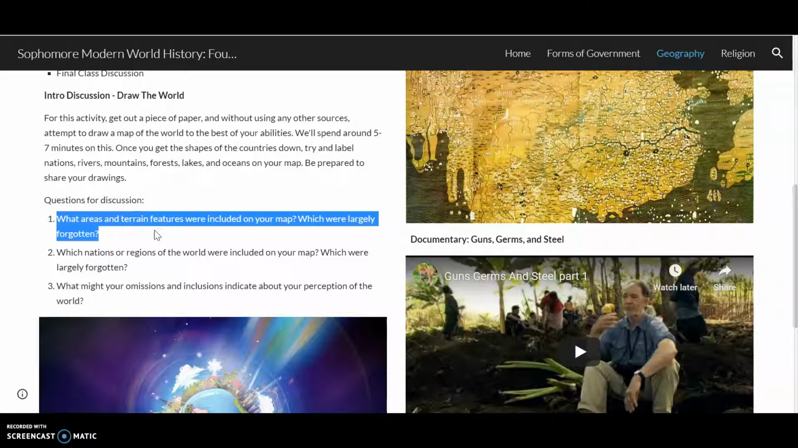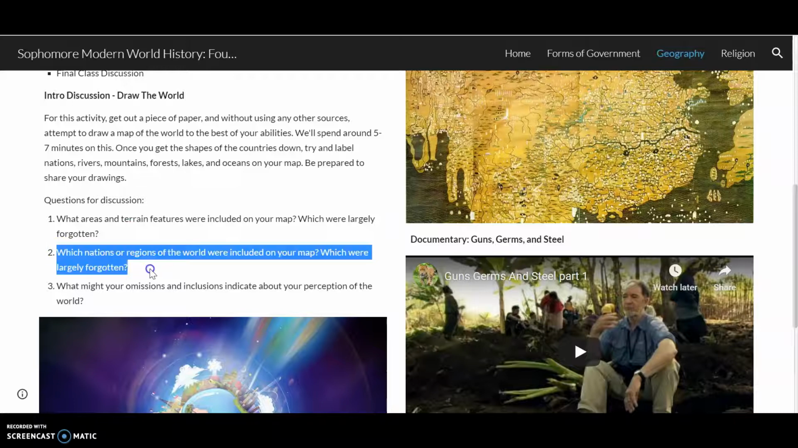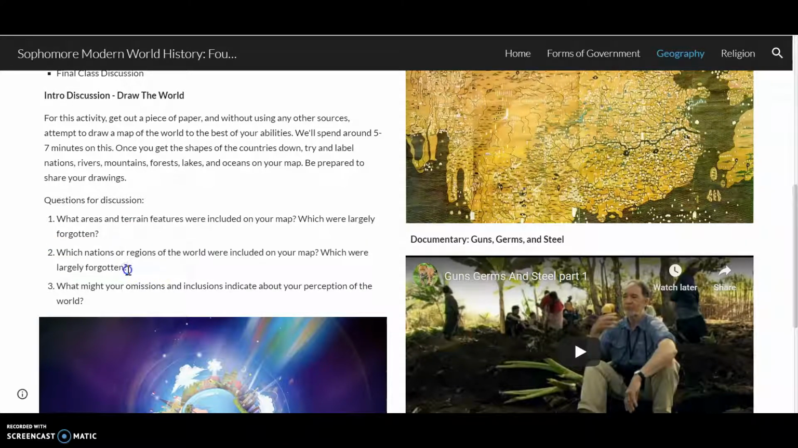For the discussion, I pull up a map of the real world, and then they get to hold it up to their created world that they drew. I just pull up a standard map on Google Maps. So just a simple observation. The second one though: which nations or regions of the world were included on your map, which were largely forgotten? Again, like the first question, it's just analyzing their map and making discoveries from their map versus the regular map, not really anything too in-depth.